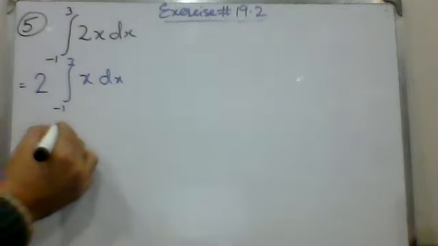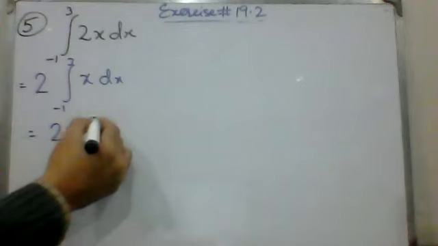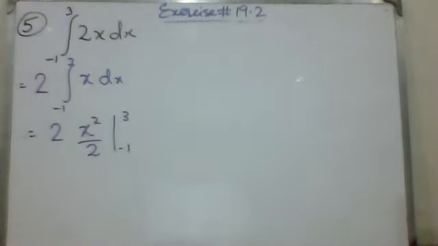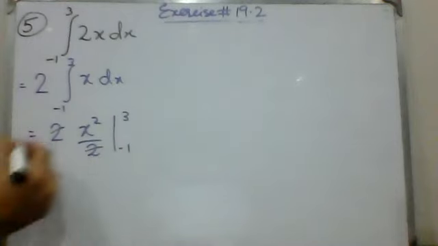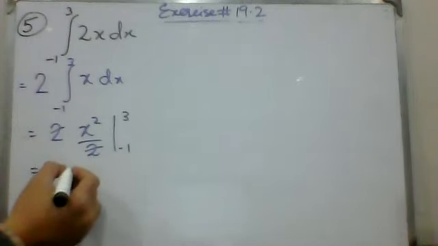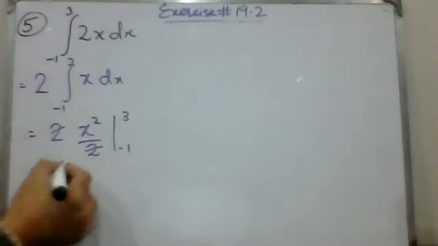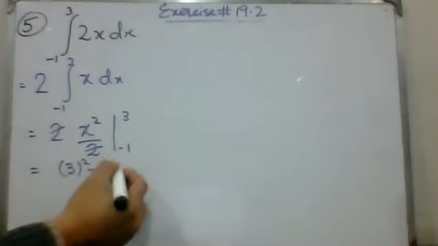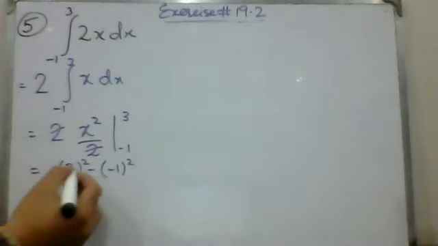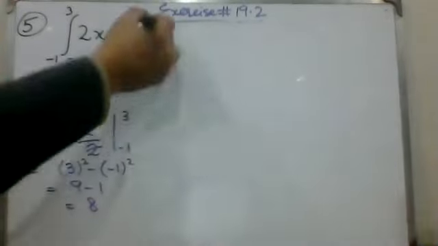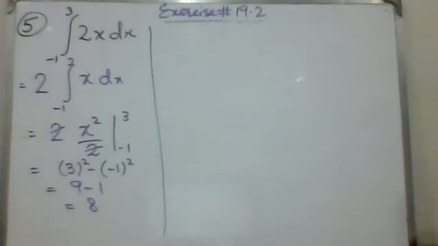So here 2 times x to the power 2 divided by 2, with limits -1 and 3. Okay, so cancel 2 with 2. First we put in the place of x 3 square minus (-1) square. 3 square is 9 minus 1, so we get the answer 8. That is a simple problem.